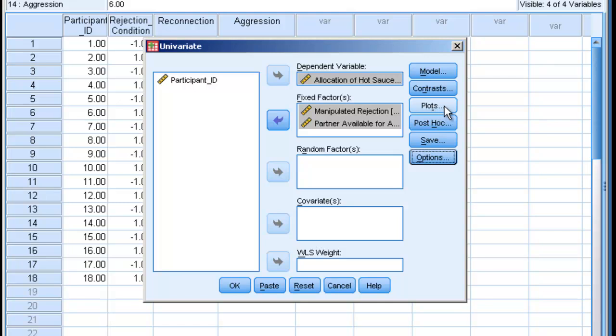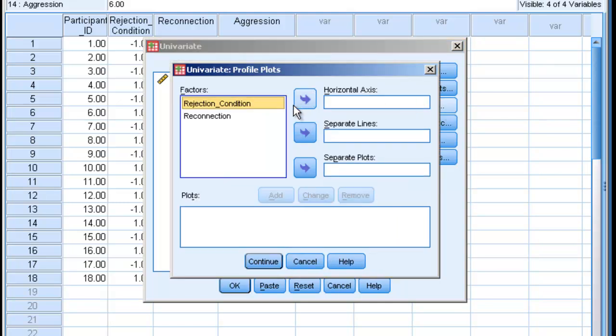We'll next go to plots, and we can choose what factors we want in our horizontal axis and our separate lines. We can actually do both. We'll put rejection condition in the horizontal and reconnection in the separate, and we'll hit add, or we can do it the other way around.